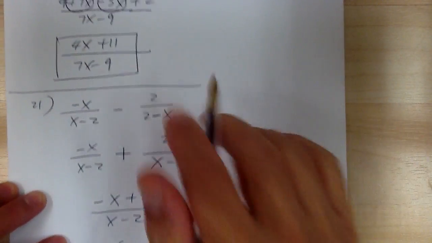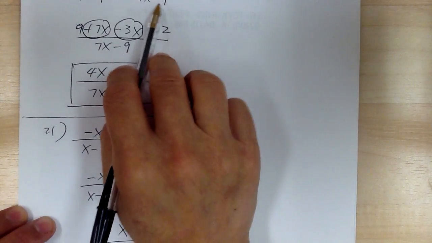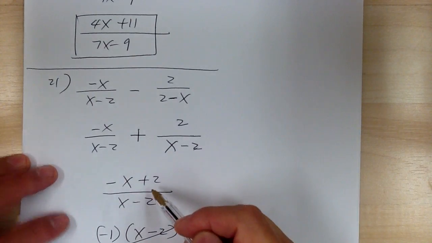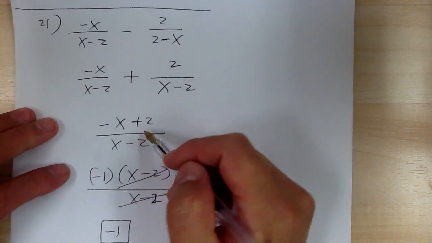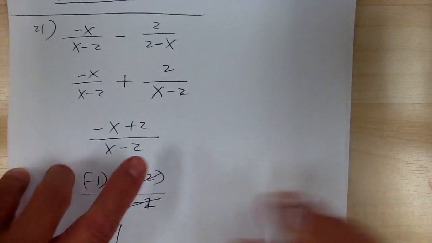Okay, so again, first you need to make sure you have common denominator. Then you can go and add or subtract. After you're done, you have to check your factoring to cancel. Okay, so let's go to 23.